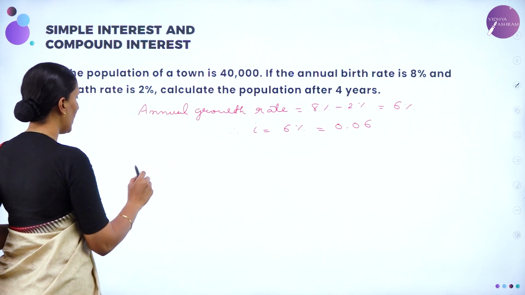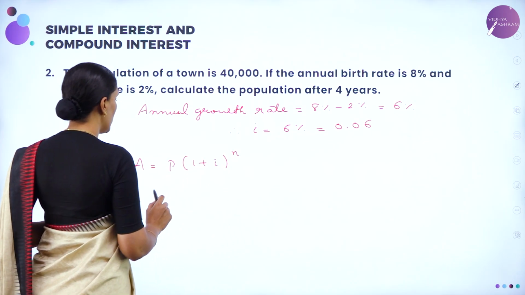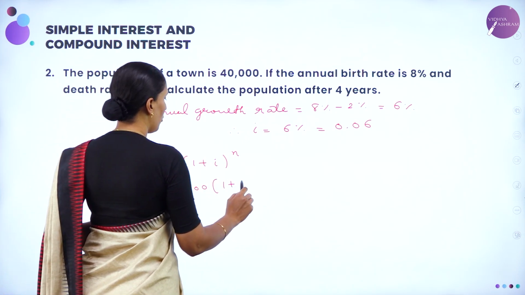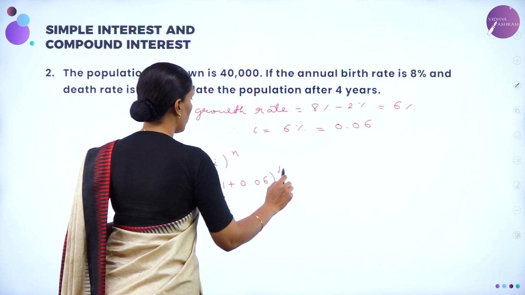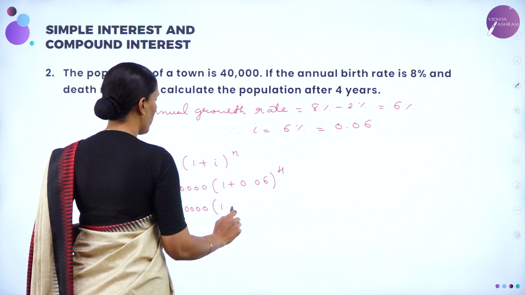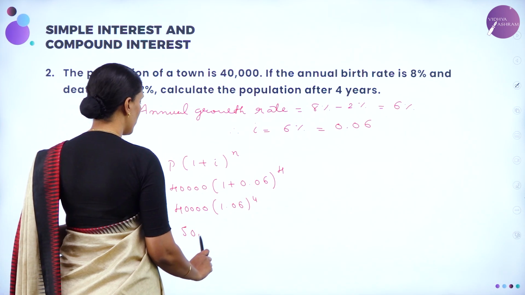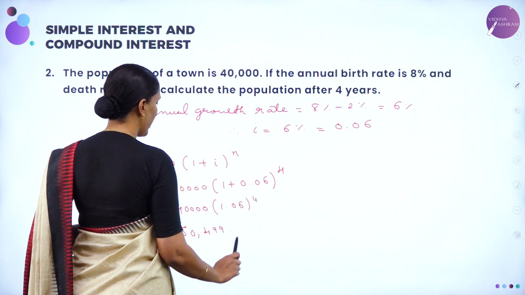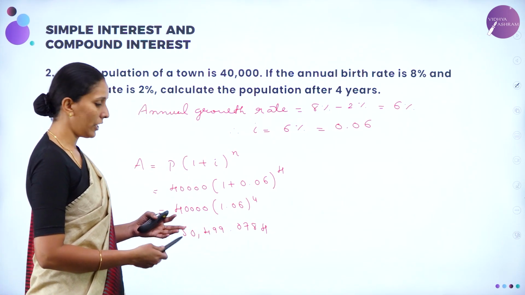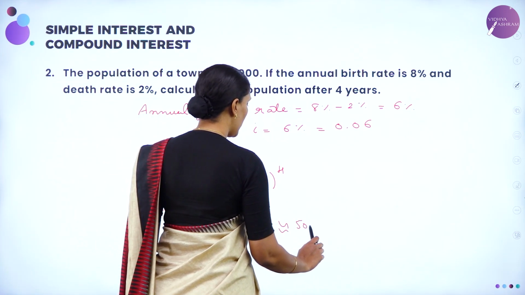Now I can use the formula A is equal to P into 1 plus i whole to the power n. The present population was 40,000 and the rate of interest is 0.06 for 4 years, which is 40,000 into 1.06 whole to the power 4. So this is equal to 50,499.0784. When we are calculating the population, we don't need the decimals here. So we'll approximate this to 50,500.